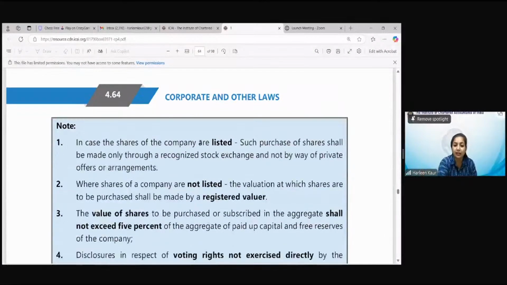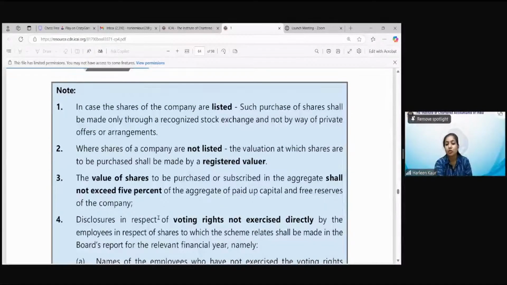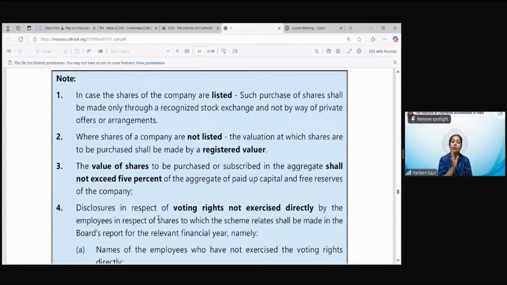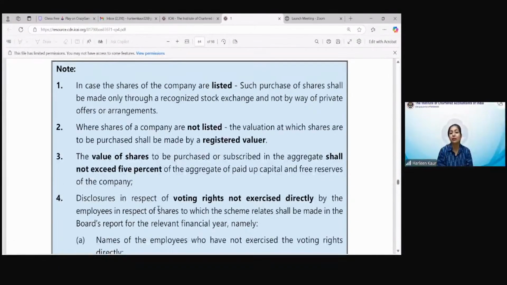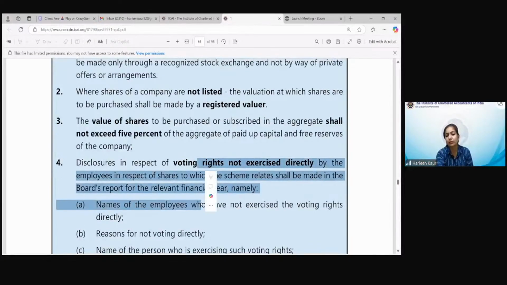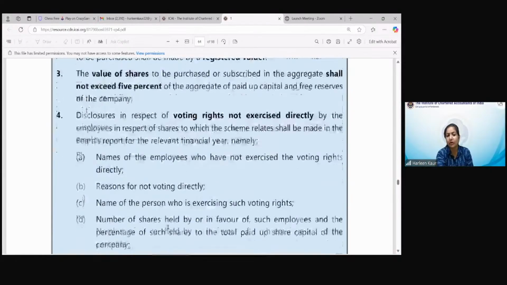But make sure that they are listed companies. If you're not listed, then a registered valuer will do the valuation. Value of the shares to be purchased shall not exceed 5% of the aggregate share capital. Very important point. So the shares that you're going to purchase shall not be more than 5% of the aggregate of the paid up share capital and free reserves. Disclosure in respect of voting rights not exercised directly by the employees in respect of the shares shall be given in the board's report. So this is simple. They are trying to tell you that this information shall also be given in the board's report.